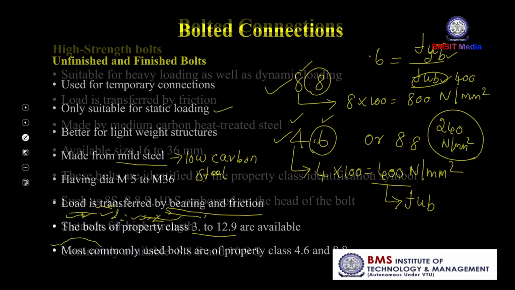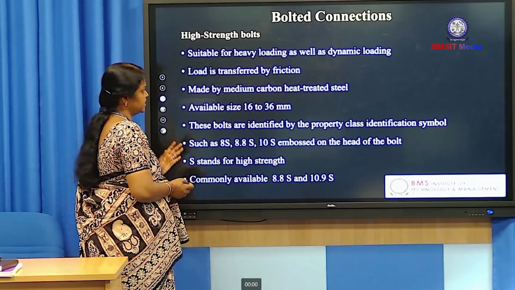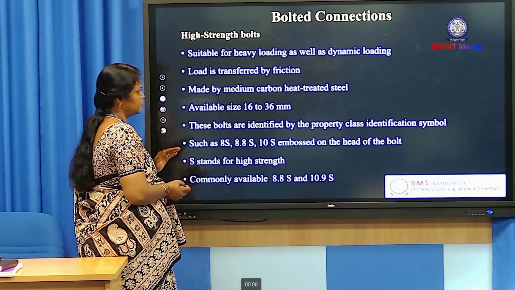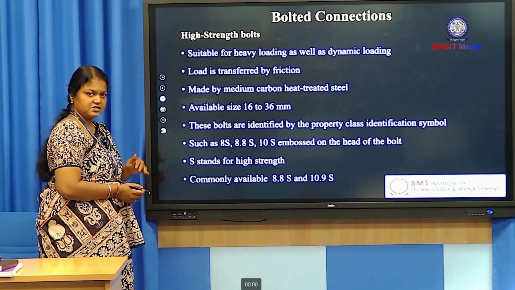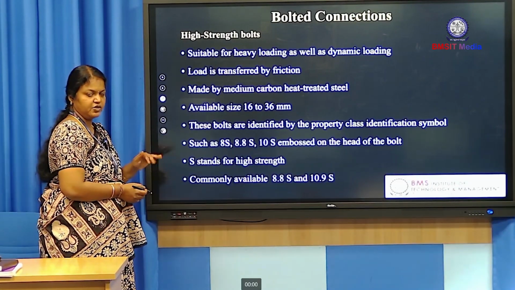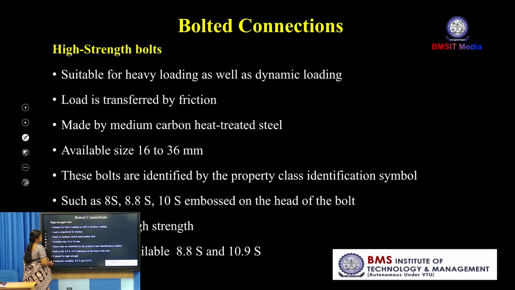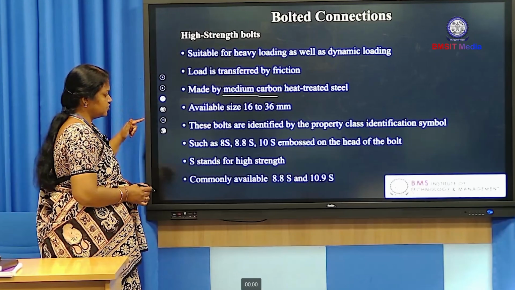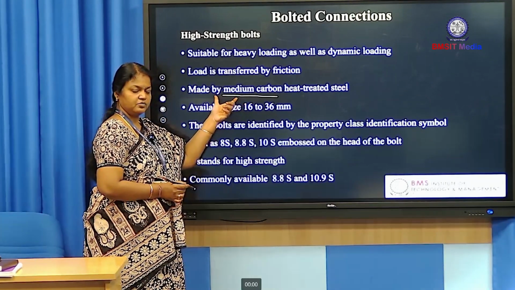Next one, the high strength friction grip bolt, that is HSFG. This is suitable for heavy loading as well as dynamic loading. Here the load is transferred through friction, not bearing, only friction. This is made of medium carbon steel. Compared to the unfinished and finished bolt, the strength of the bolt is more here because the carbon content is more. Medium carbon.